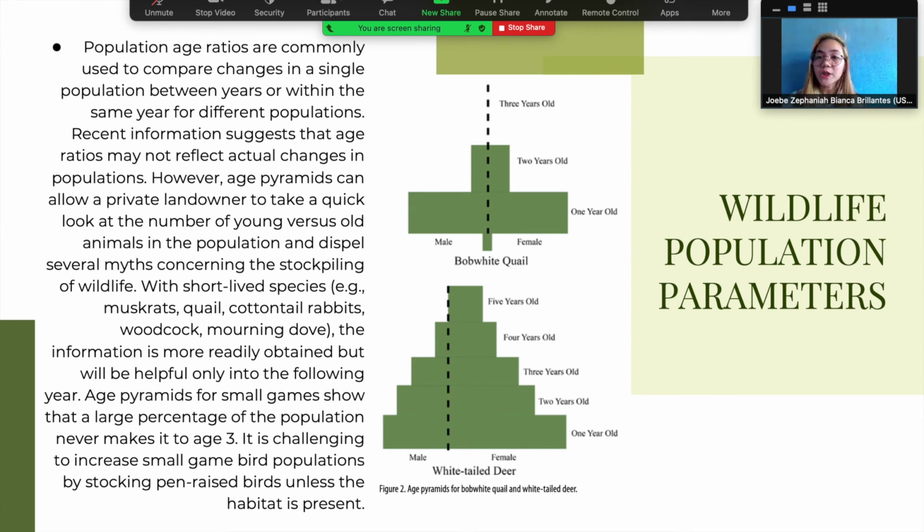With short-lived species, for example muskrats, quail, cottontail rabbits, woodcock, and mourning dove, the information is more readily obtained but will be helpful only into the following year. Age pyramids for small game show that a large percentage of the population never makes it to age 3. It is challenging to increase small game bird populations by stocking pen-raised birds unless the habitat is present.